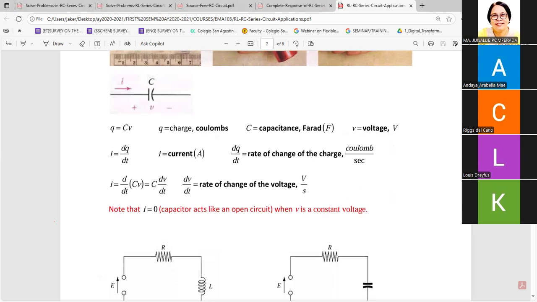Now, for your current, we can have the Q here, the Q that you're seeing here.